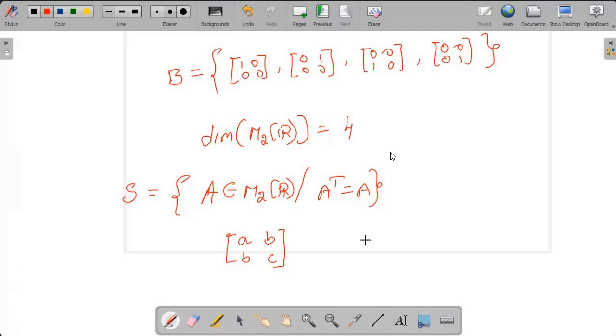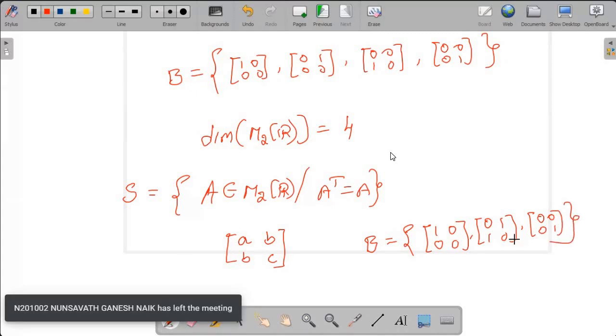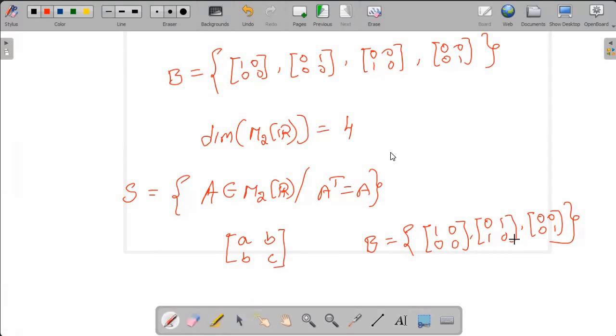If you look at the basis set of all symmetric matrices, it is the basis set: 1, 0, 0, 0, then 0, 1, 1, 0, and 0, 0, 0, 1. That's it. These are the three elements in the basis set. So the dimension of the set of all 2 by 2 symmetric matrices is 3.